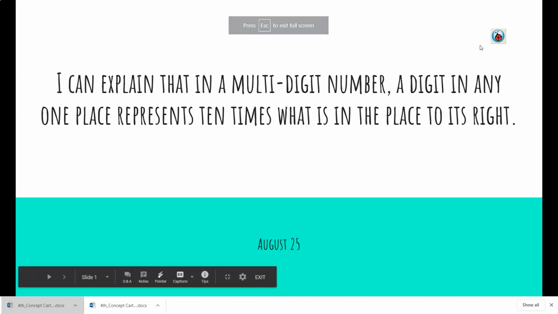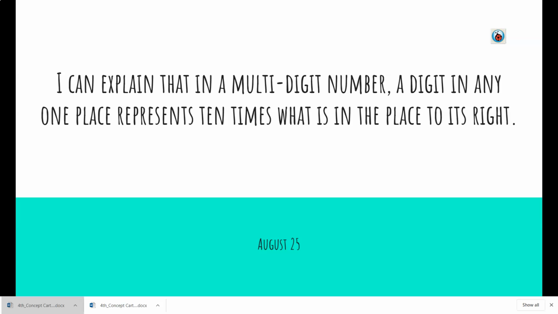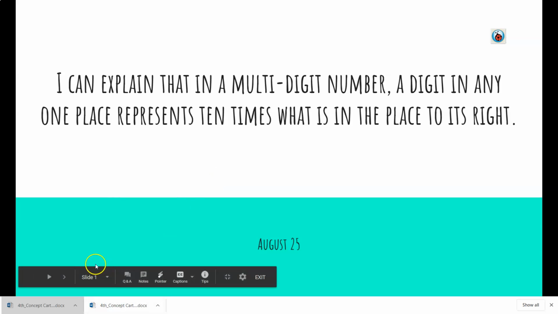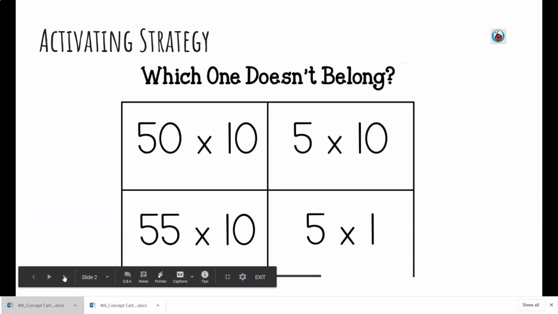Learners, happy Friday. We have been working so hard on our learning target this week that states I can explain that in a multi-digit number, a digit in any one place represents 10 times what is in the place to its right. So today you're going to have an opportunity to show us, your teachers, what you know about this learning target, okay? So, I forgot about our activating strategy.